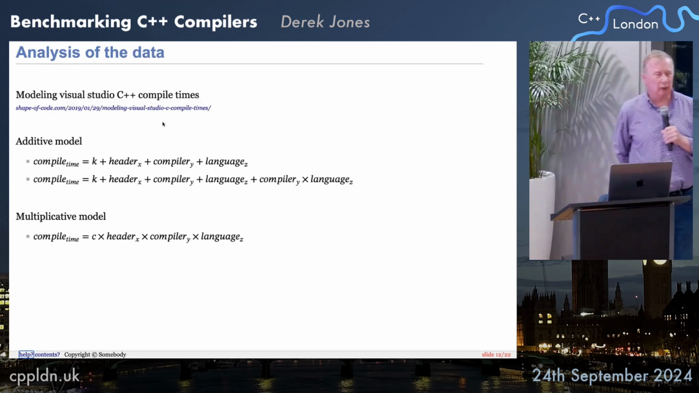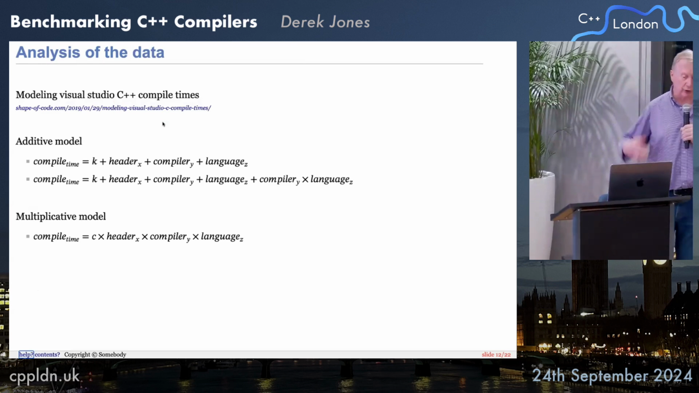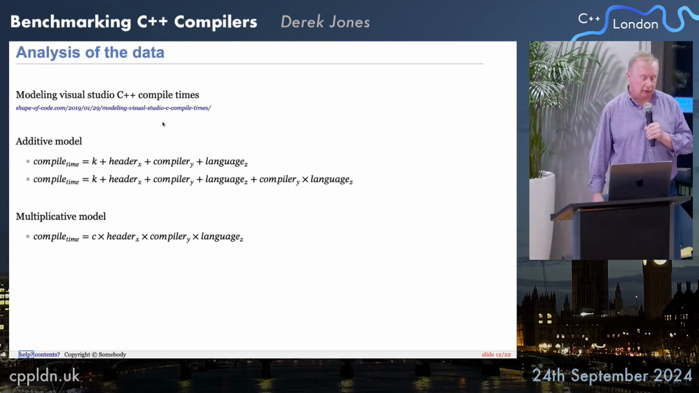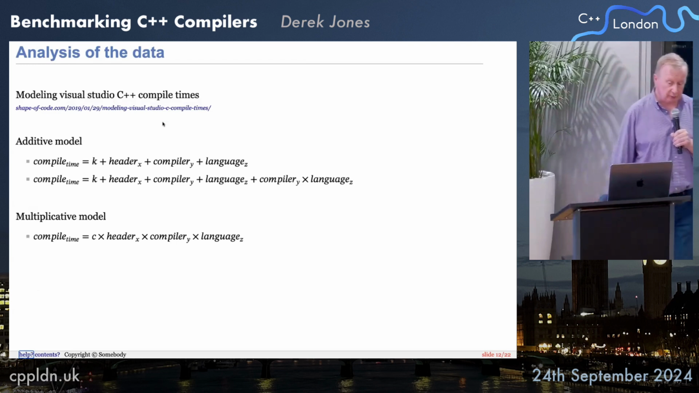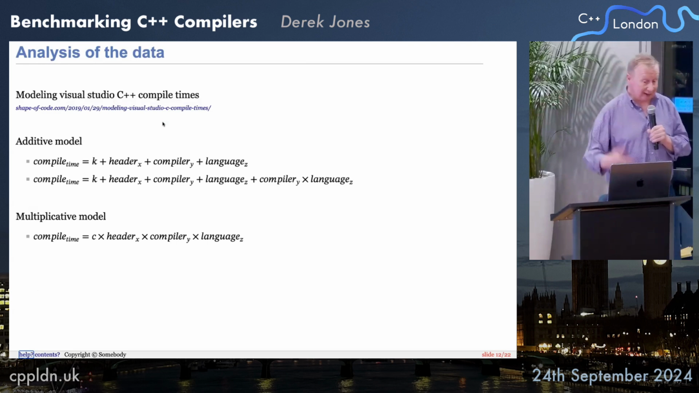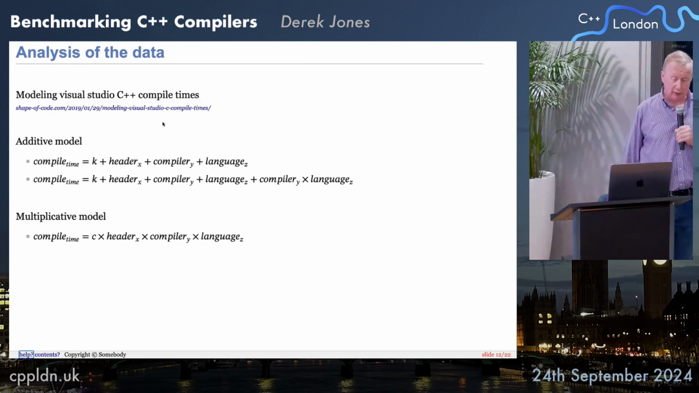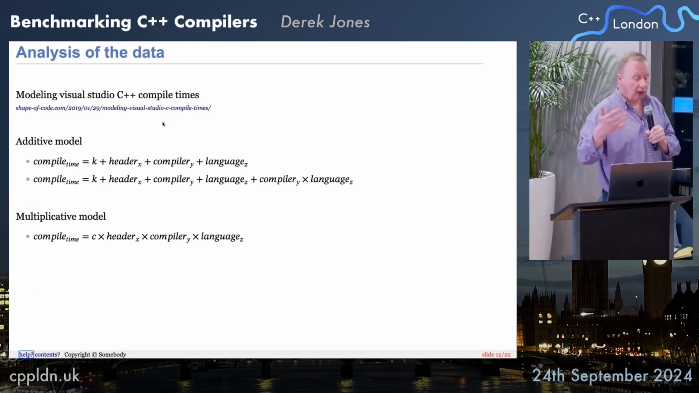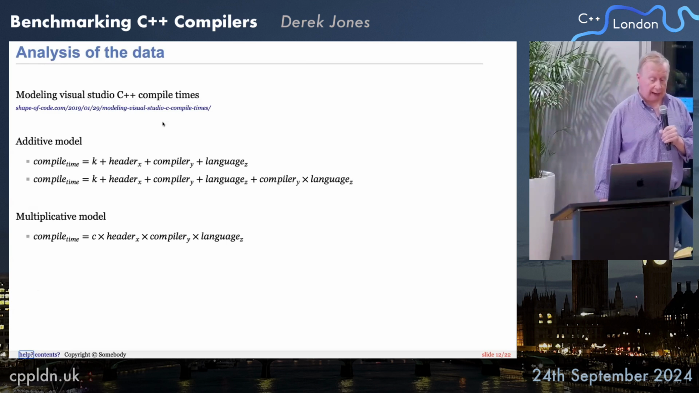So the question is, how are you going to model this data? What's a good model for this data of compile time? And there are 2 ways of looking at this. You can do what's called an additive model or a multiplicative model. An additive model, as the name suggests, is you add things up. So there'll be some overhead, we'll call it K, and each header will contribute.